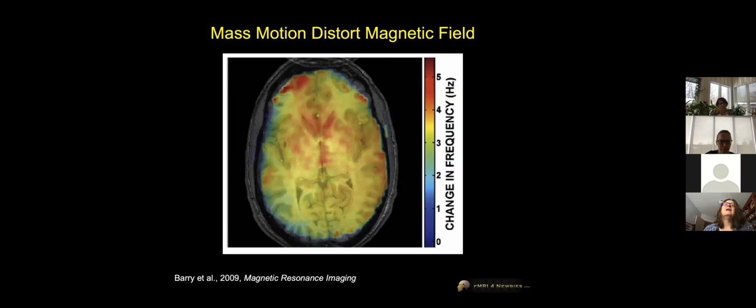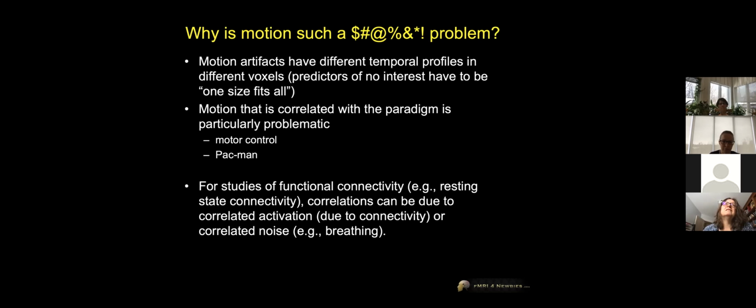And so we did a lot of stuff with Ravi and Rob Berry looking at some of the distortions in the magnetic field that are related to these mass motion shifts. So that's part of the problem. So why is it such a problem? Well, these motion artifacts come across as having different temporal profiles in different voxels. So a small number of predictors isn't going to fix it.